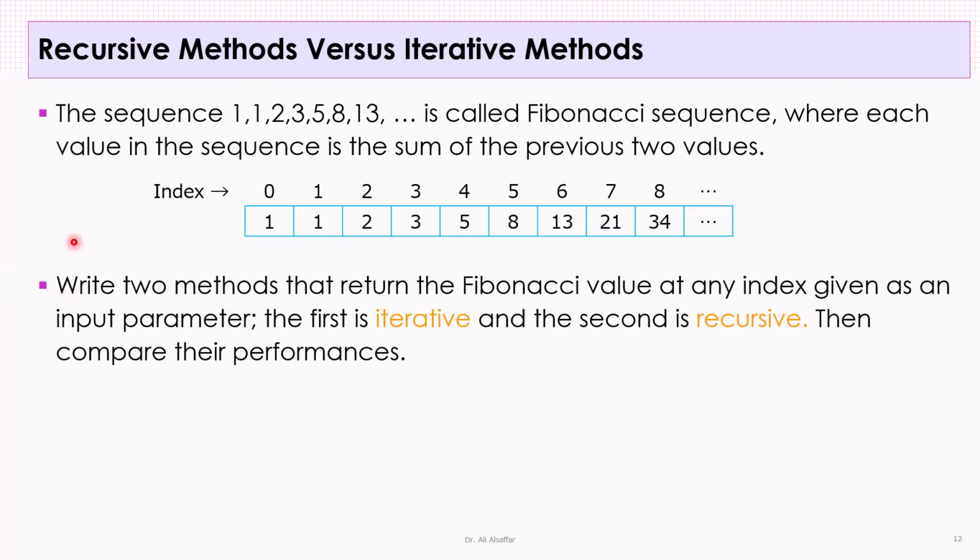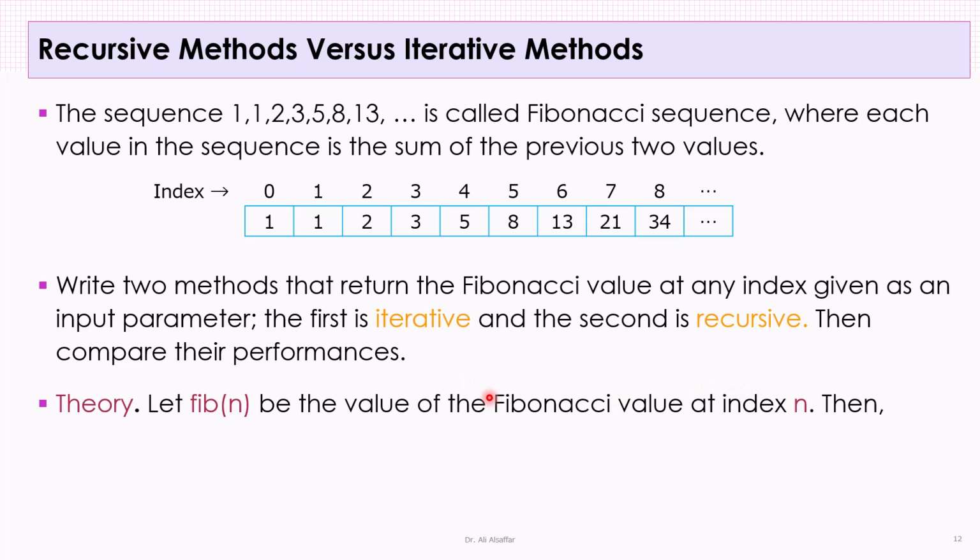This is specifically what we want to do. We want to write two methods that return the Fibonacci value at any index given as an input parameter. The first is iterative and the second is recursive. After implementing the two methods, we are going to compare their performances and state which one performs better than the other.